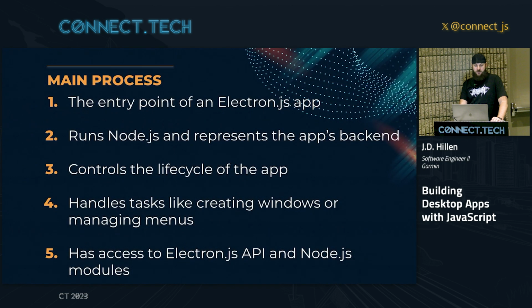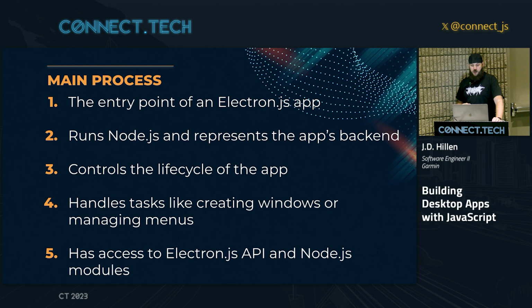So let's talk about this main process. This main process is the entry point of all of our Electron.js applications. It runs in a Node environment and represents the application's backend. It controls the lifecycle of the application, manages system-level events, and provides access to native operating system functionalities through Node APIs.